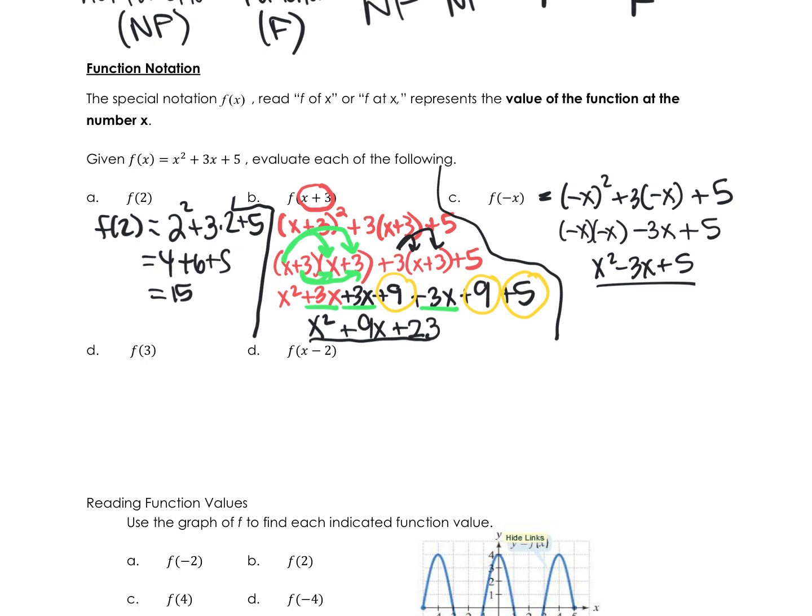Okay, now let's talk about how we read a graph with functions. Hopefully this is a little bit of a refresher, but again, we just want to make sure we remember some of the basics of functions.